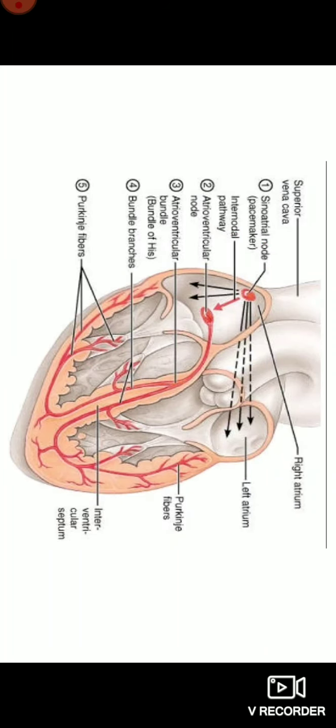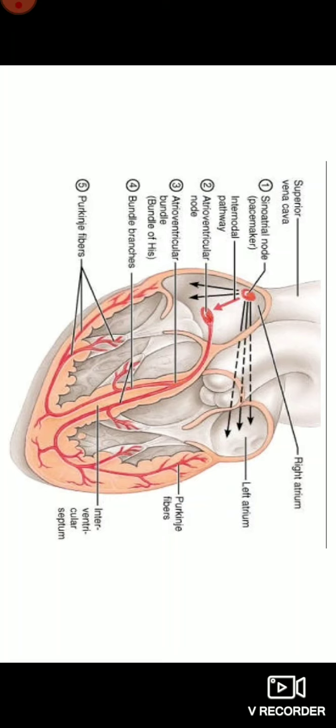Moving on to the conduction pathway of the heart, it is the sinoatrial node which is the pacemaker of the heart, located at the roof of the right atrium where the superior vena cava drains. It is from here that electrical impulses travel from the right atrium to the left.